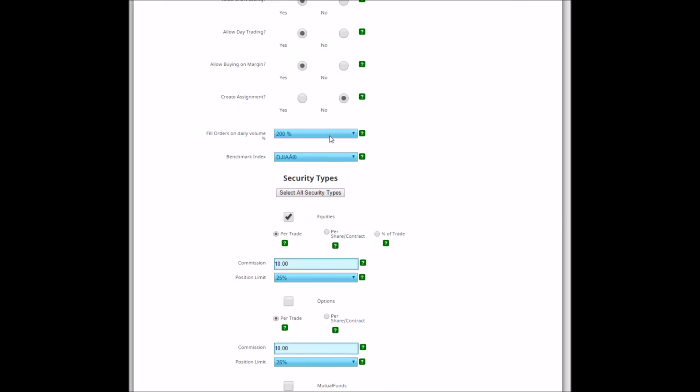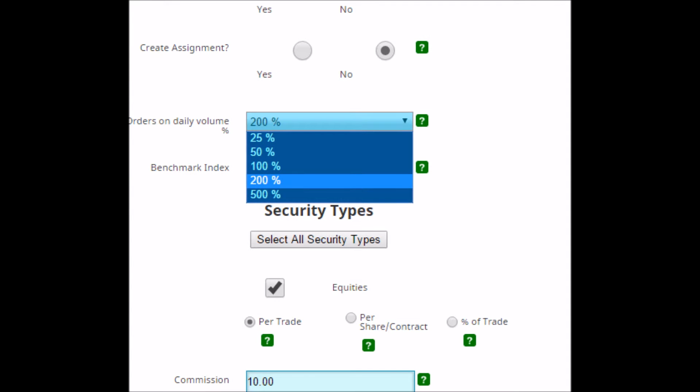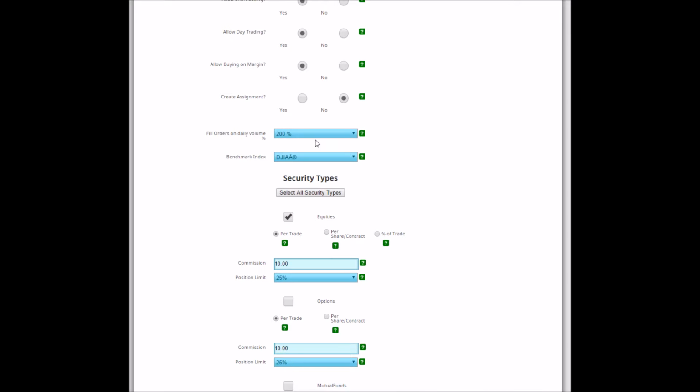Fill orders on daily volume is a liquidity parameter. This tells your students how much they're allowed to trade relative to the current market volume. So for example, with 100% limit, if a stock has a volume of 10 in the actual markets, your students can buy up to 10 shares. If you set it to 200, if the stock has a volume of 10 shares in the actual market, your students can buy up to 20 shares. If you're just trading equities, we recommend setting this lower. If you're allowing your students to trade options and futures, we recommend setting this higher, since many option contract strike prices and expiration dates have a very low volume.